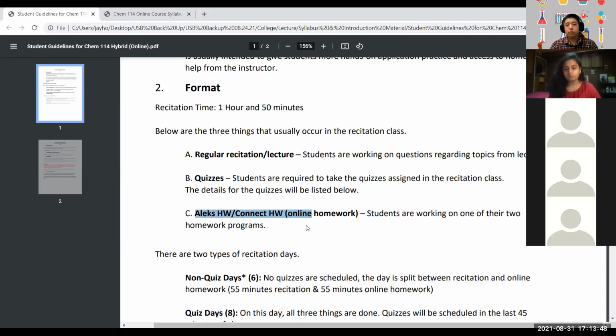So your recitation instructor will allow you time to work on the Alex or Connect, depending on what you feel comfortable with. And you can ask questions from that. So let's say you don't understand something. Maybe they'll ask you what question it is. You tell them, they look it up. They try to explain how to answer the question.